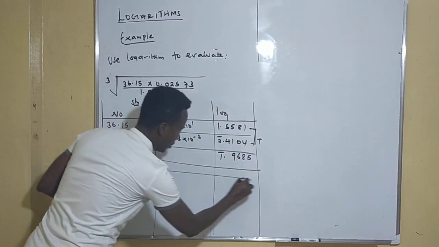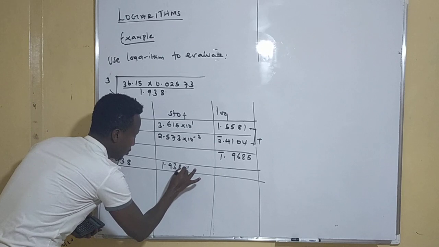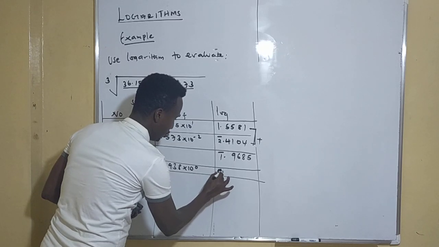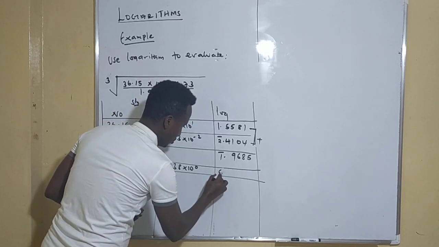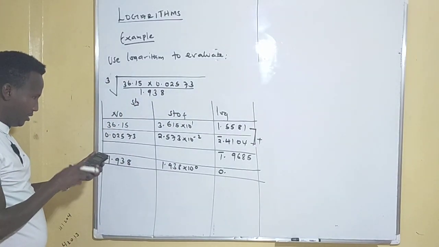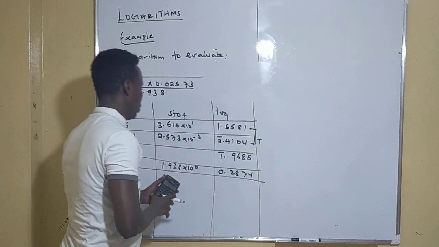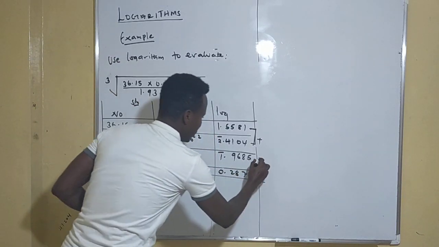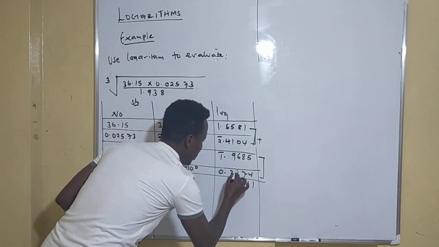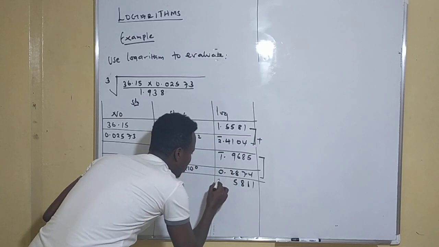1.938. In the standard form, it will be 1.938 times 10 to the power of 0. So I'll write here 0. Log of 1.938 is 2874. So what are we going to do? We will subtract. Now we have 1. Here we are left with 75. So this is still negative 1.